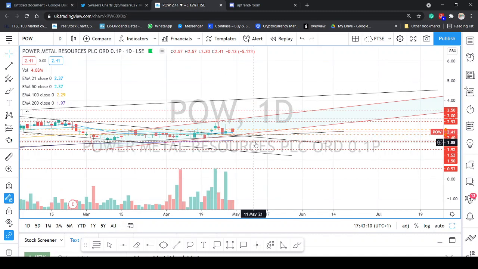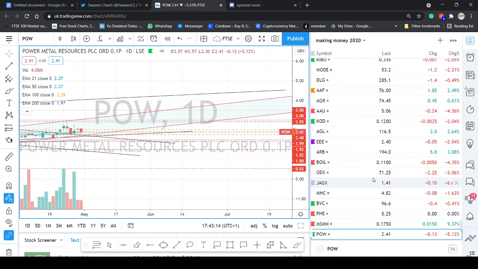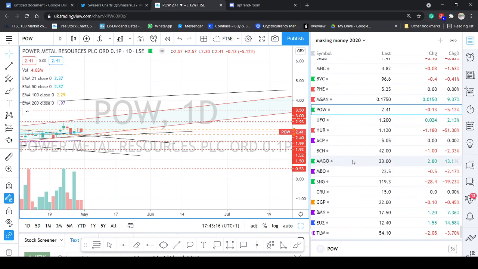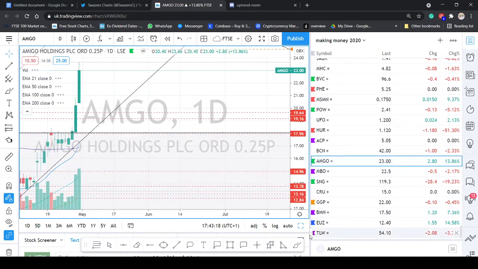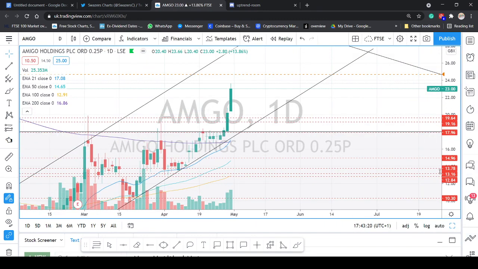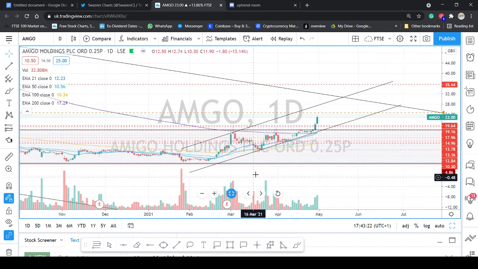Should we have a quick look at AMGO? AMGO's been making some interesting moves recently as well. Let's just try and find AMGO. Right, so AMGO recently broke out of this really stubborn resistance. We had stubborn resistance at like 18.14p.